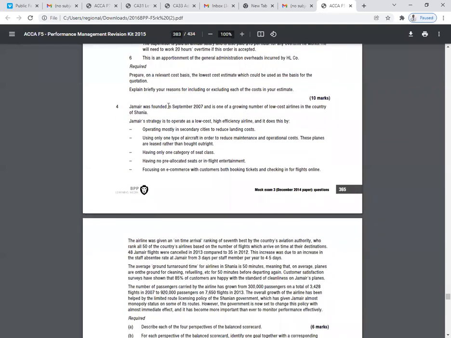Let's look at Jam Air. It was founded in September 2007 and is one of a growing number of low-cost airlines in the country of Chania. Jam Air's strategy is to operate as a low-cost, high-efficiency airline without frills. No frills are the low-cost airlines.